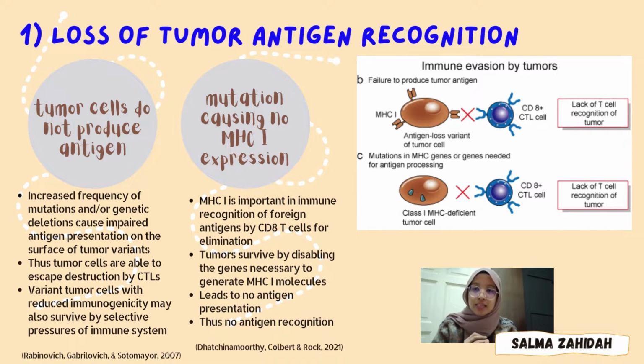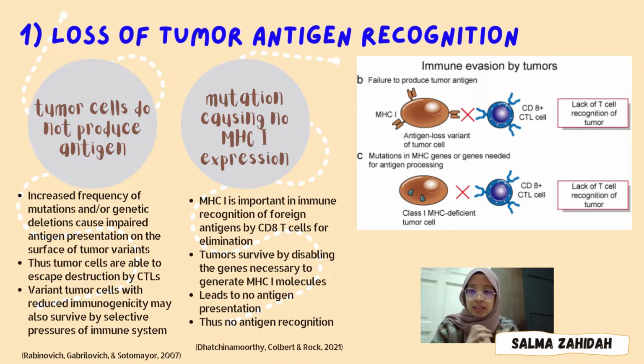In the first case, the MHC class 1 molecule is present, but there is no antigen to be expressed. This can happen because of genetic mutations and also deletions in the genes encoding the antigens themselves. Or this can also happen when there is selective pressure by the immune system itself that favors the survival of tumor variants with no antigens or antigens with low immunogenicity.